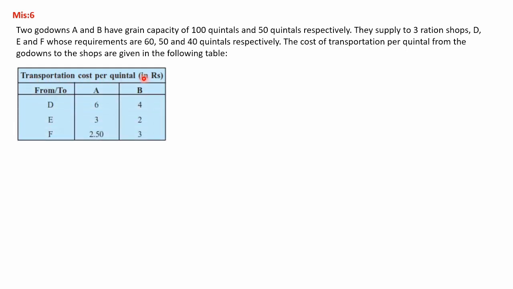Transportation cost per quintal in rupees from A and B to D, E and F. So A to D, the transportation cost is 6 rupees per quintal, means for 1 quintal 6 rupees. From B to D, the transportation cost is 4 rupees per quintal. And A to E, the transportation cost is 3 rupees per quintal. B to E, the transportation cost is 2 rupees. A to F, it is 2.50. And B to F, the transportation cost is 3 rupees per quintal.